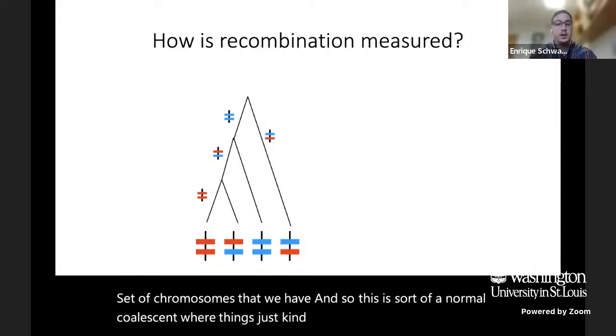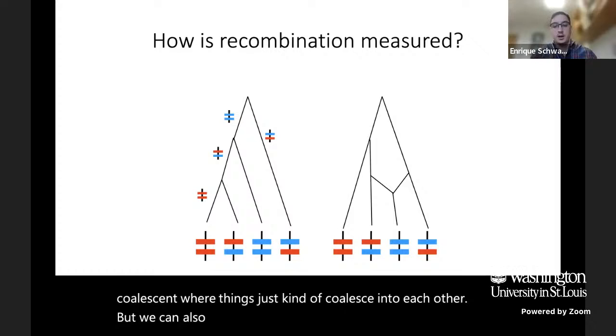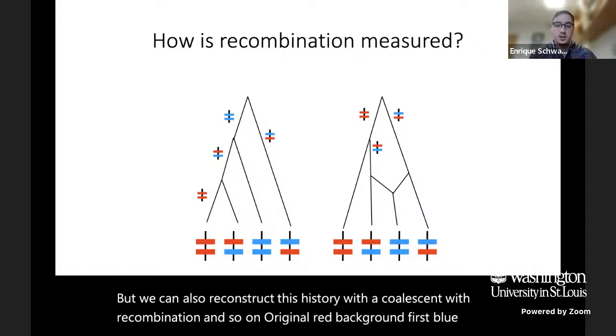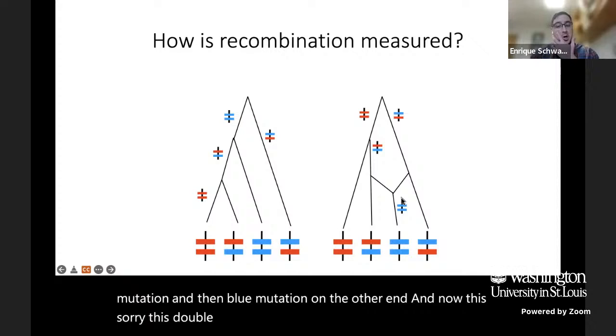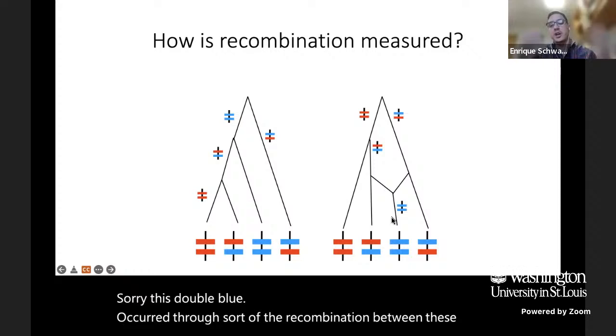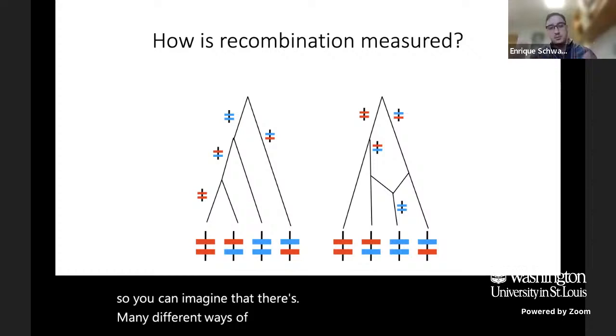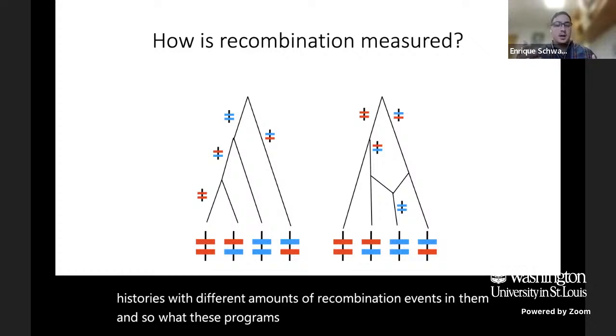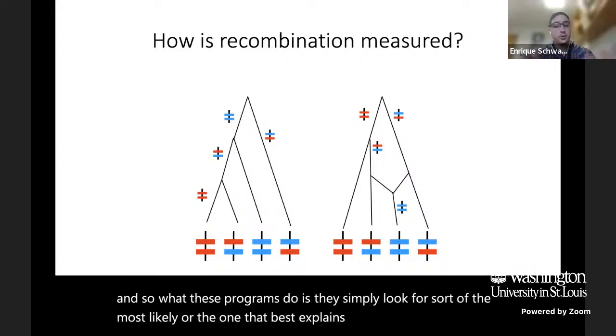But we can also reconstruct this history with a coalescent with recombination. So, an original red background, first blue mutation, and then a blue mutation on the other end. And now this double blue occurred through the recombination between these two. So you can imagine that there are many different ways of reconstructing these potential genetic histories with different amounts of recombination events in them. And so what these programs do is they simply look for the most likely one, or the one that best explains the frequencies of the different haplotypes in the population.